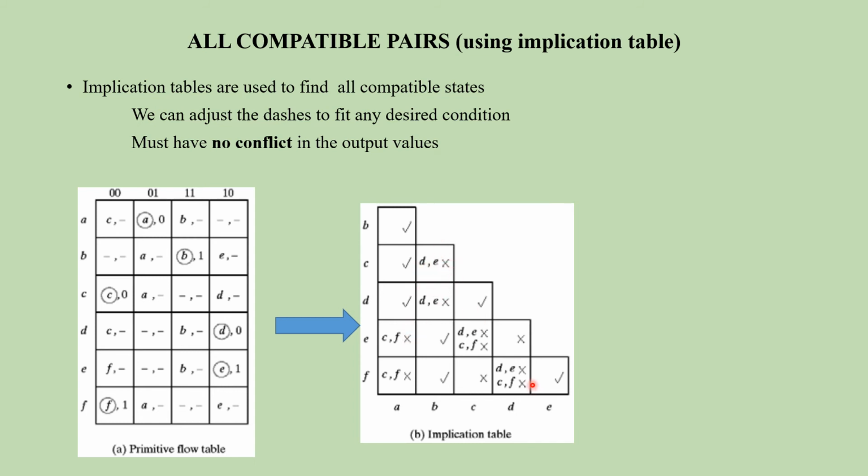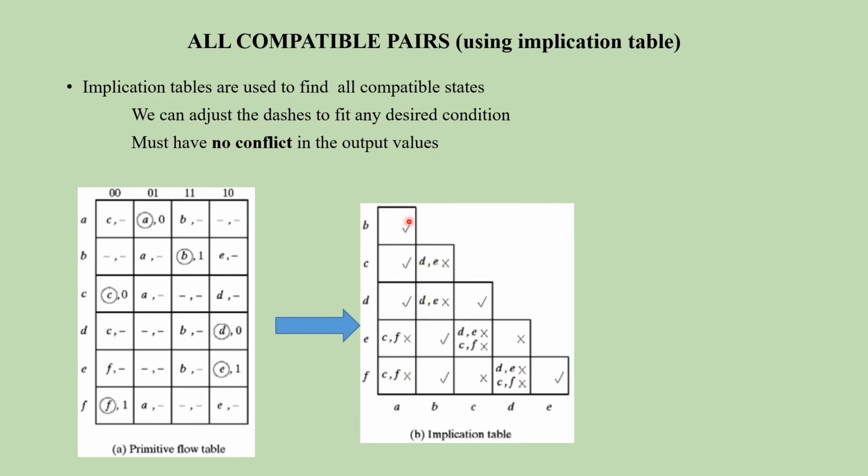We can confirm that cross mark also, right? So this is how the table is obtained, and look at the compatibility. D and E is not compatible because there is a conflict. So there is a cross mark. So put this cross mark in all those implied compatible boxes. So all the rest are put a cross mark.